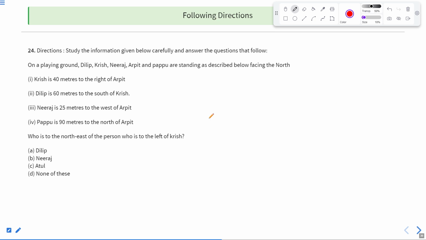24. Study the information given below and answer the question that follows. On a playing ground, we have Dilip, Krishna, Neeraj, Arpit, and Pappu. So all of them face north.